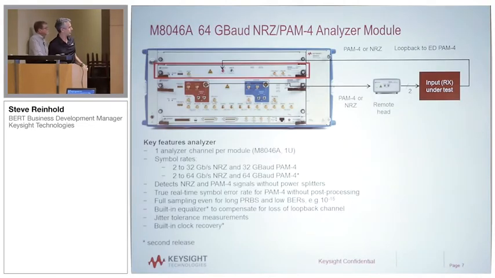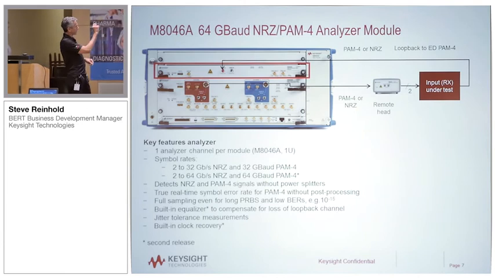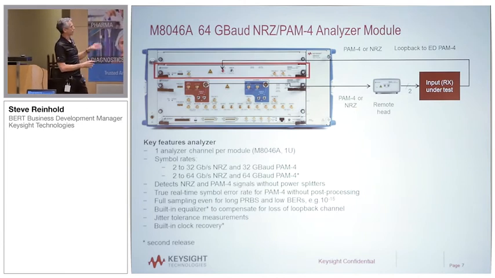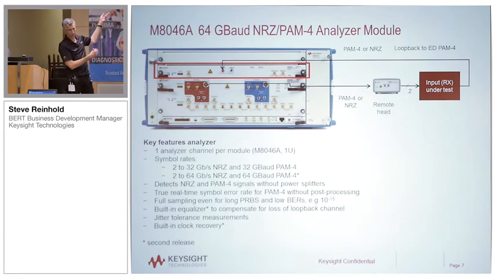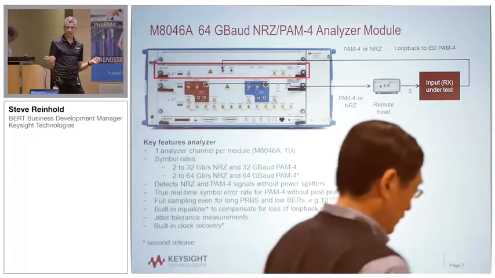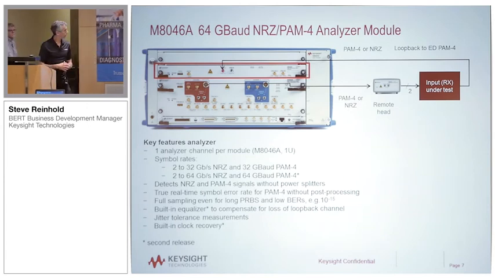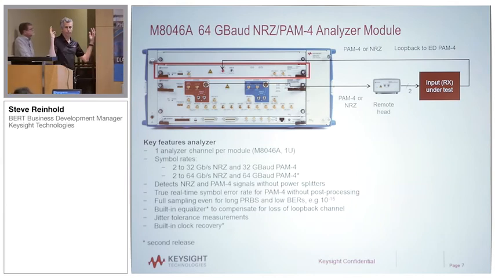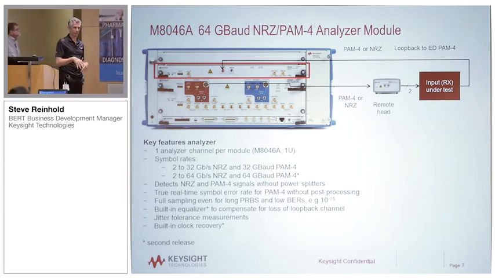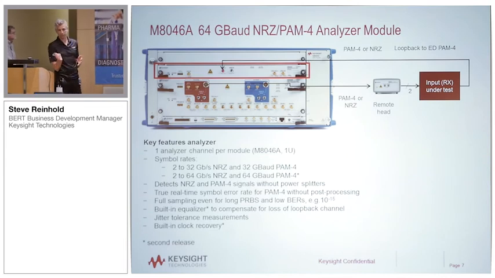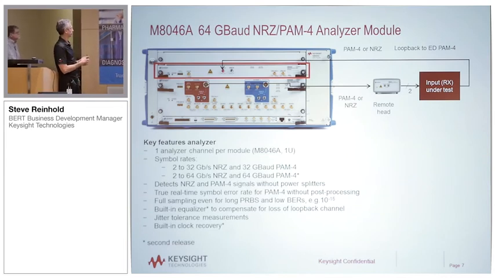Our error detector is a single channel error detector per single slot module. So if you wanted to create a 2-channel BERT, you'd buy 2 of those modules. It has true real-time symbol error rate on PAM4 without any post-processing. Some competing solutions use multiple NRZ detectors and they're pattern length limited. We're not pattern length limited. We can go to PRBS 31Q, or we actually have PRBS 51 built into our BERT.